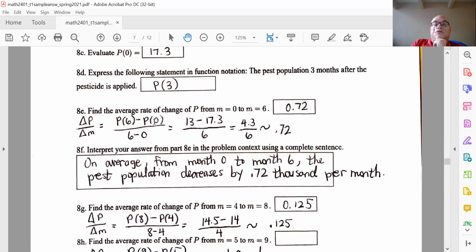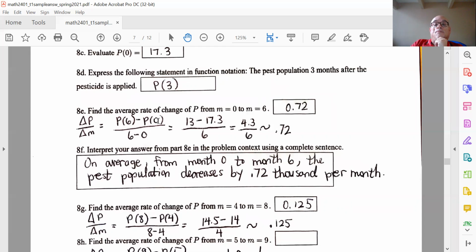So what's that formula for average rate of change? It's going to be your function at your second input minus the function at your first input. So we would do P of 6 minus P of 0. That's really the net change also from month 0 to month 6. But then you divide that by 6 minus 0, the change in the inputs. So you have P of 6 minus P of 0 divided by 6.